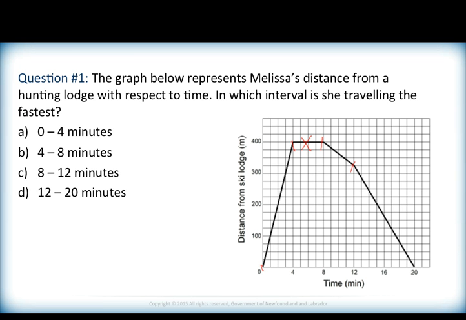So we're looking for the fastest, as it says in the question. From 8 to 12, that is decreasing, so that wouldn't be a fast time. She's decreasing in her distance. And between 12 and 20, again, she is decreasing. So the only section of this graph where she is traveling the fastest, she's increasing in her distance, would be between 0 and 4 minutes.